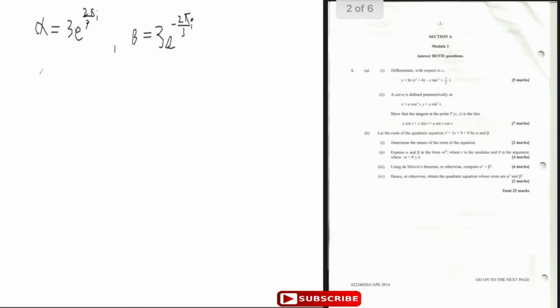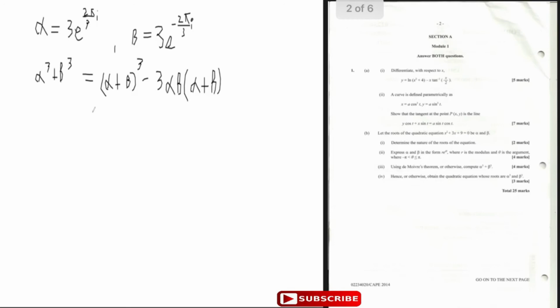Let's go with otherwise. Now alpha cube plus beta cube, if you remember back from unit 1 mathematics, is equal to alpha plus beta all cube, minus 3 alpha beta into alpha plus beta. This is how we find it using this right here. Not going to do De Moivre's theorem. I don't want to get into that right now.